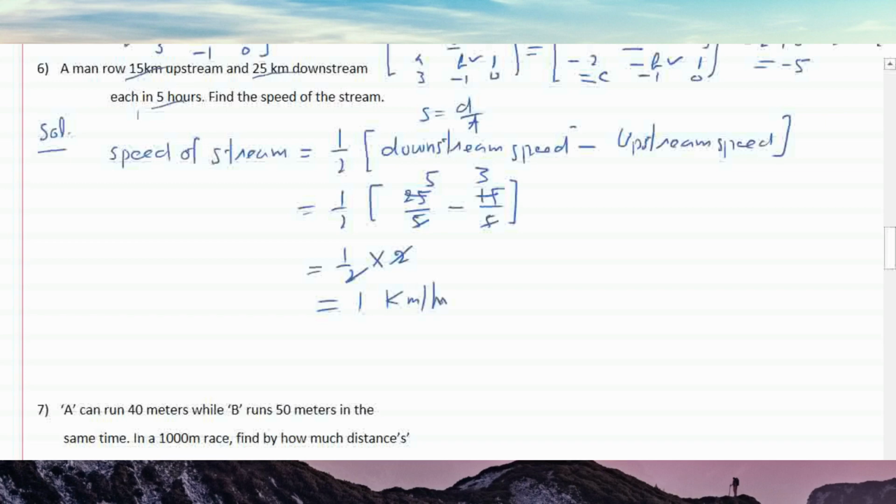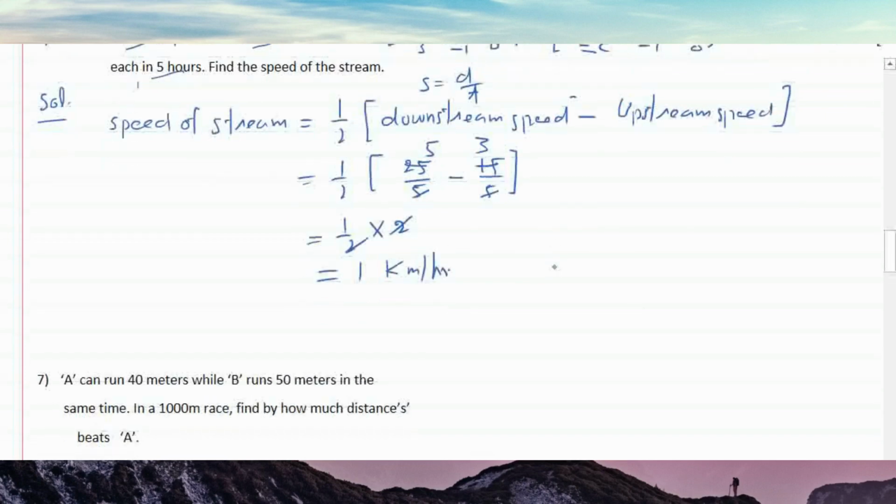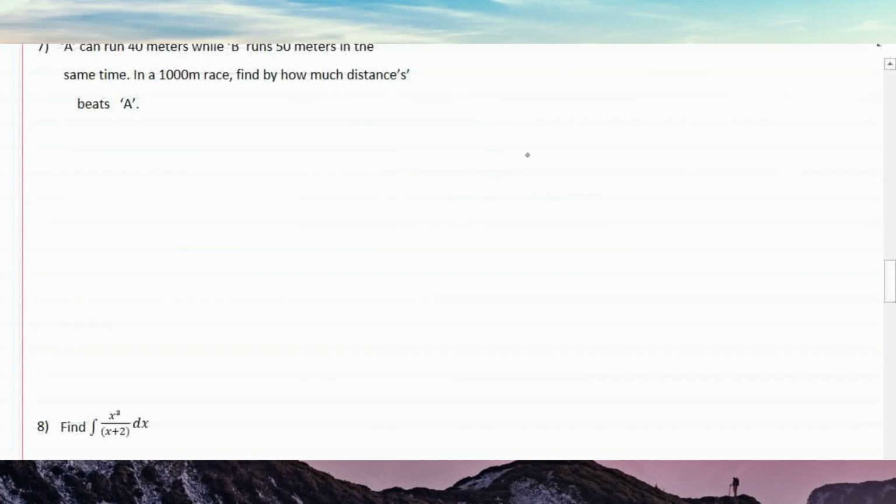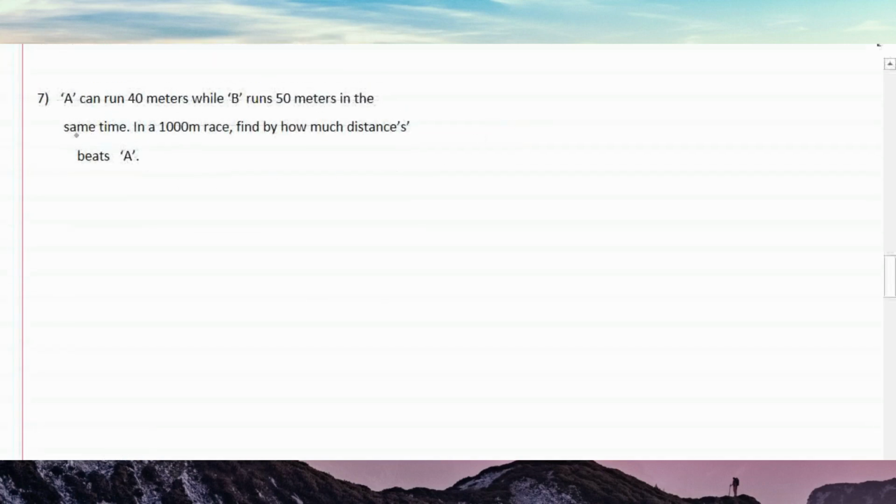This is a very easy question again, children. Now we have another question here. This question you can simplify it. Easy question, children. Here a man can run 40 meters while B can, yeah, here you can apply unitary method. Okay, let us do this question. Easy question here. A 40 meter and B 50 meter.